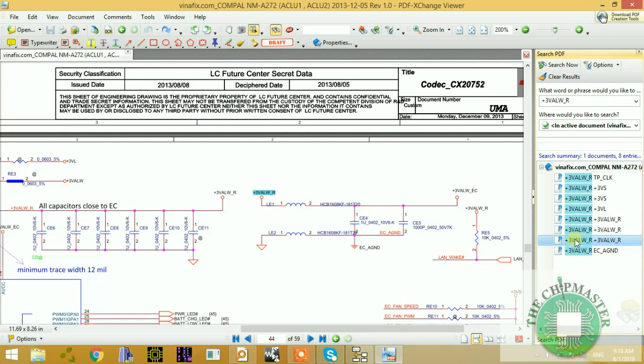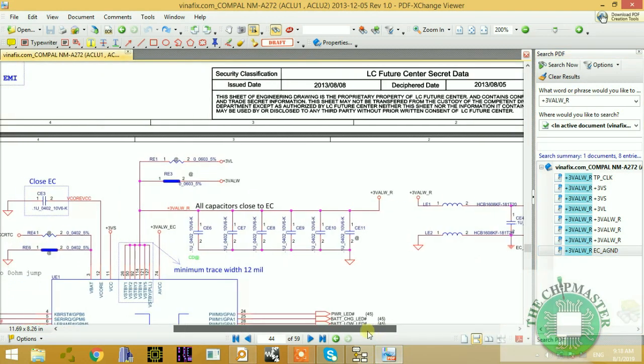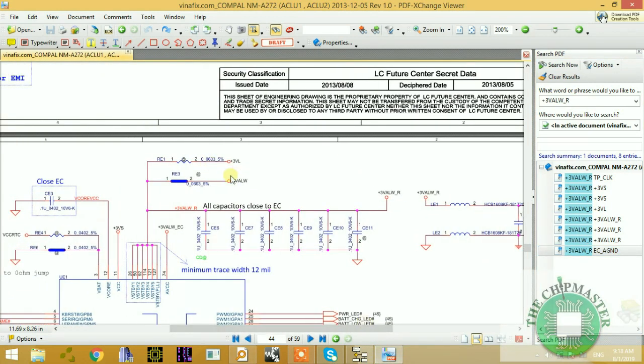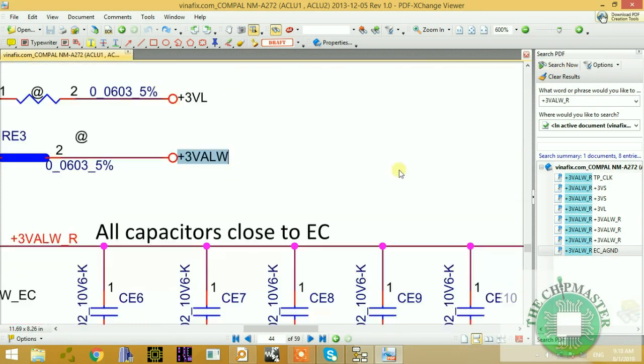Alright, 3 volt always R. And we have one here to ground. Now, as you can see, 3 volt always is coming from this signal, 3 volt always. This is where it is coming from.